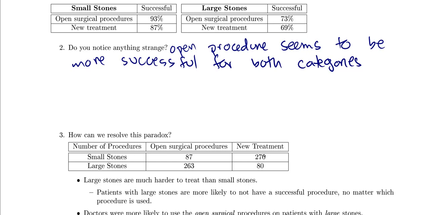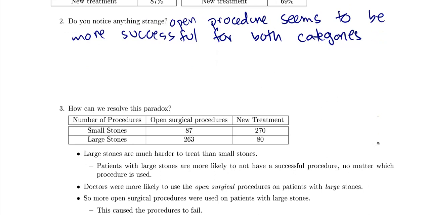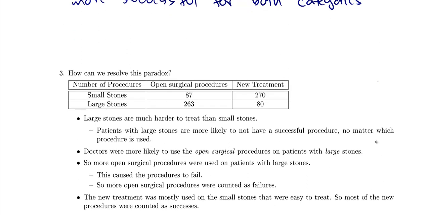Now, doctors were more likely to use the open surgical procedures on patients with large stones, and so more open surgical procedures were used on the patients with the large stones. And this caused the procedures to fail, and so more of the open surgical procedures were counted as failures, only because more of the open surgical procedures were on large stones. And the new treatment was mostly used on the small stones that were easy to treat, and so the new procedures were counted as successes, and it seemed like the new procedure was better.